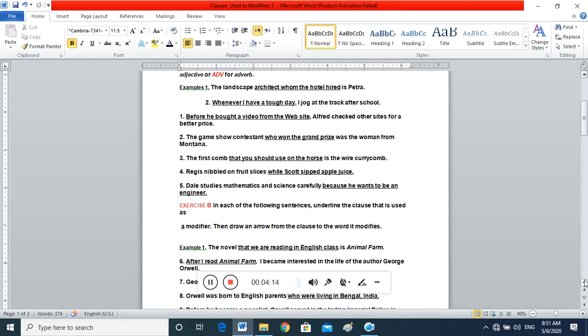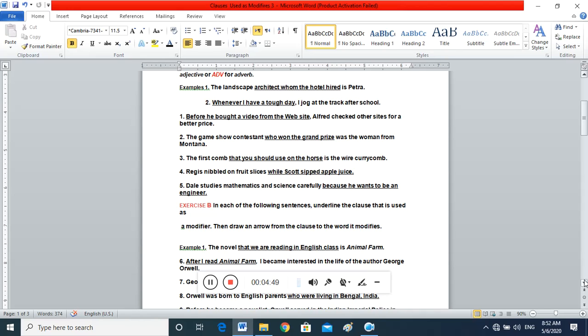See number 2 and think about it. Please, everybody, think about number 2. We have the clause who won the grand prize. The clause who won the grand prize describes what? Yes, it describes the noun contestant. Yes. So it acts as an adjective.